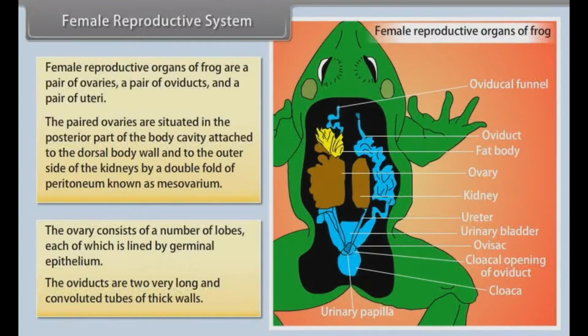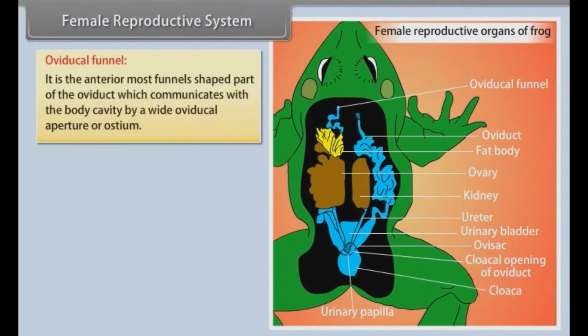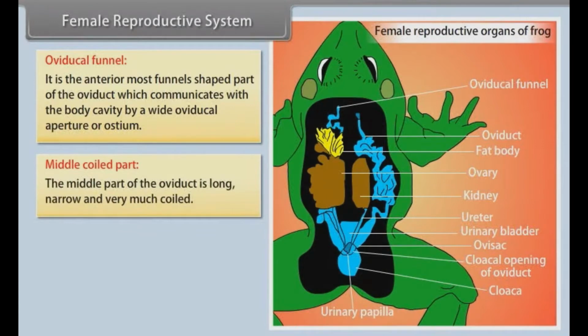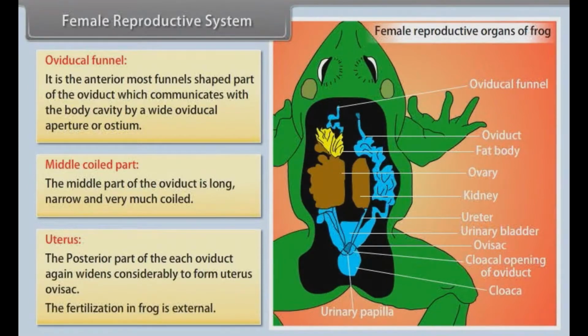The oviduct is distinguished into three regions. Oviducal funnel. It is the anterior-most funnel-shaped part of the oviduct, which communicates with the body cavity by a wide oviducal aperture or ostium. Middle coiled part. The middle part of the oviduct is long, narrow, and very much coiled. Uterus. The posterior part of each oviduct again widens considerably to form the uterus or ovisac. The fertilization in frog is external.